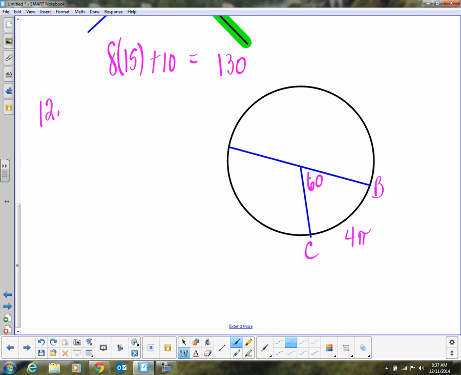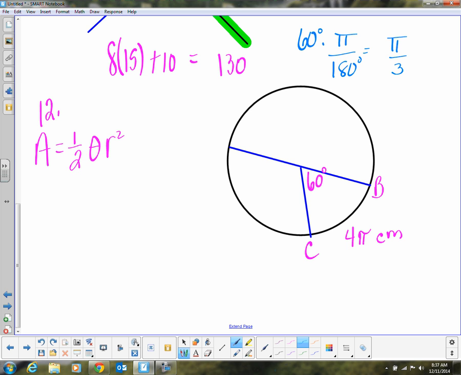It says the length of this arc is 4 pi centimeters. This is 60 degrees. The measure of this arc is 60. The length of the arc is 4 pi. They want the area again. What's the area of that sector? One half theta r squared. How do I turn 60 into a useful theta? 60 degrees times pi over 180 degrees. It simplifies to pi over 3. So I have 1/2 times pi over 3.